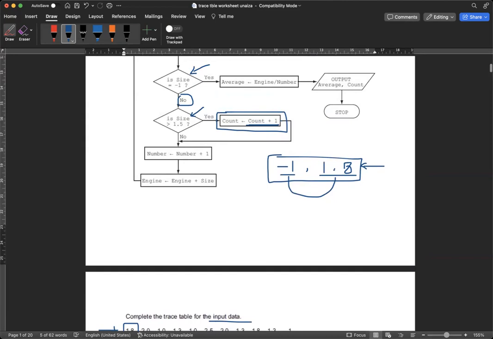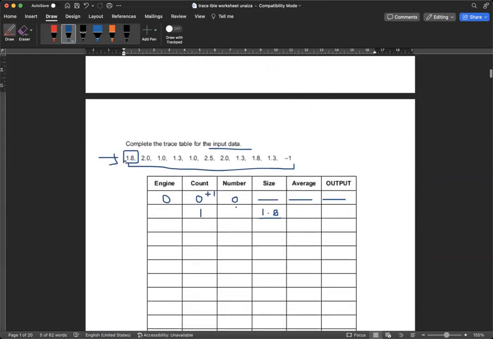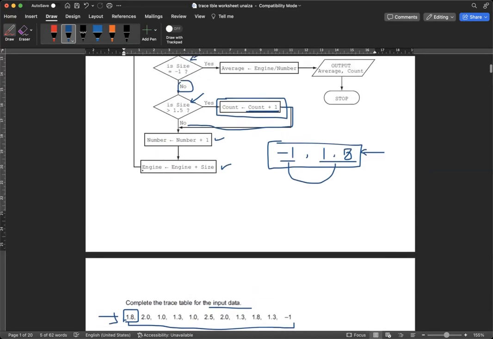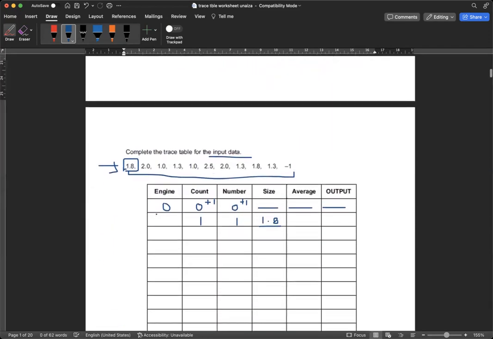Now moving into the next stage, tell me what the next stage is. Number is number plus 1. What is the value of number? 0. 0 plus 1 is 1. What is the next value? This one is engine equals engine plus the size. So what is the value of engine?